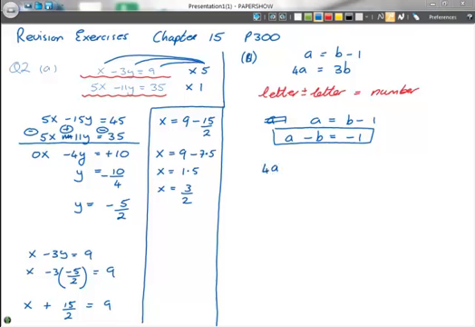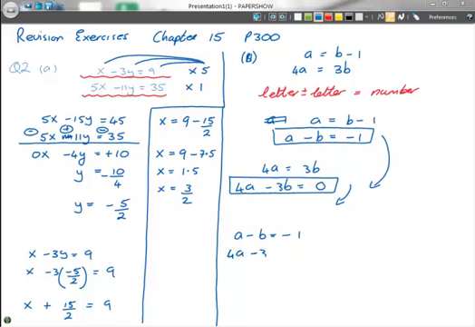I'm going to take the 4a is equal to 3b. I'm going to say 4a minus 3b is equal to 0, and this is what I'm going to work with now. So I'm going to take the two of these down, and I'm going to start my work. So I've got a minus b is equal to negative 1, and 4a minus 3b is equal to 0. The fact that it's equal to 0 doesn't matter. 0 is as valid a number as any other. So I'm going to multiply the top line by 4, I'm going to multiply the bottom line by 1. Remember, there's a 1 there.